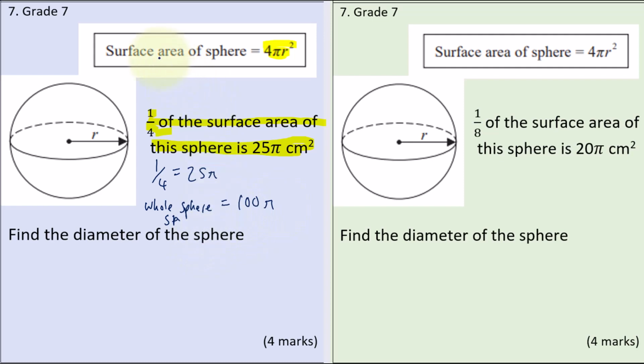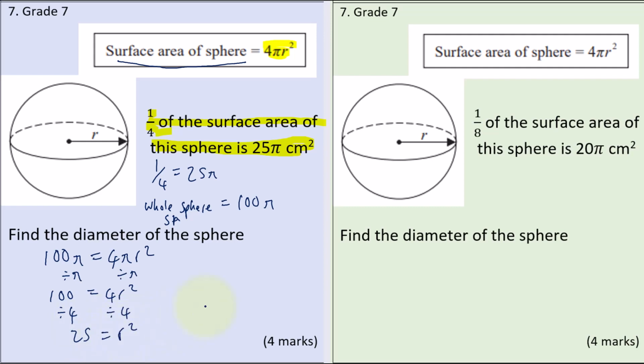So let's use this formula here. So that means we know 100 pi equals 4 pi r squared. Now, we can divide both sides by 4 pi or just cancel out pi first. Let's just do that step because pi is on both sides. So that means 100 equals 4r squared. We divide by 4, divide by 4 to get 25 equals r squared.